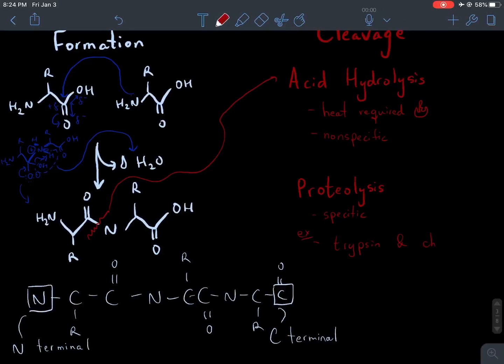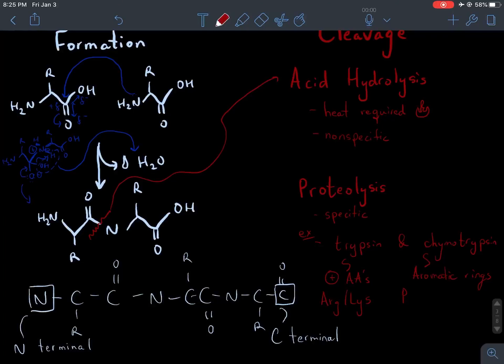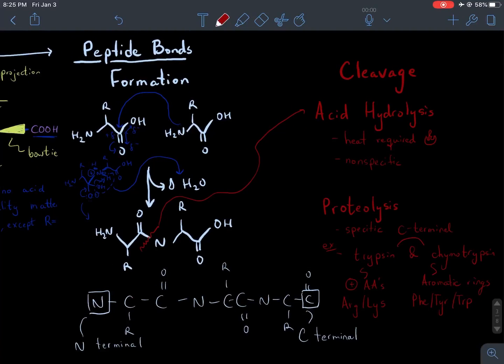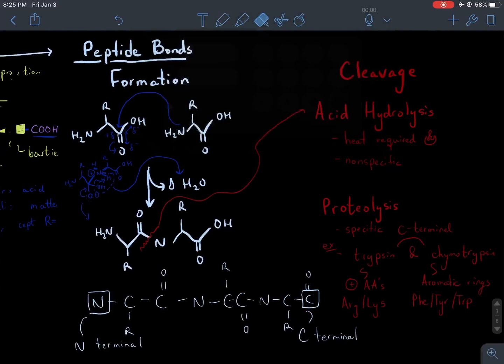Whereas for proteolysis, depending on the protease used, it will specifically break into different fragments. I'm sorry, I didn't write it down, but proteolysis involves a set of enzymes known as proteases. So depending on the protease used, the fragments that result will be different. For example, trypsin and chymotrypsin are two different proteases. One cleaves at positive amino acids and the other cleaves at aromatic rings, specifically at the C terminal end. So those are a lot more specific compared to acid hydrolysis.